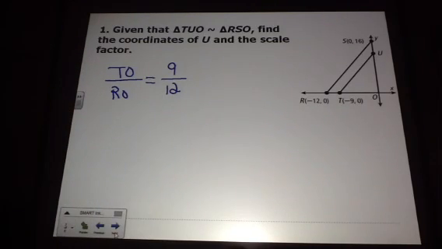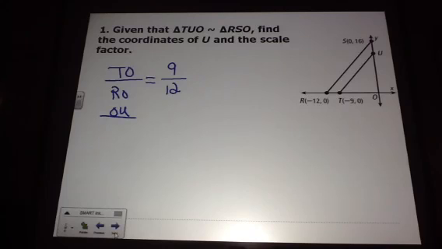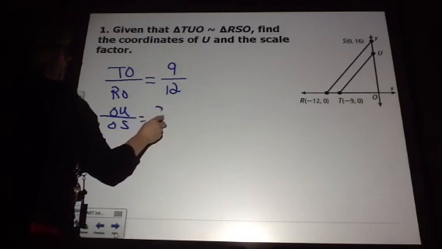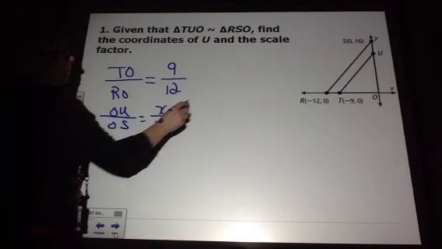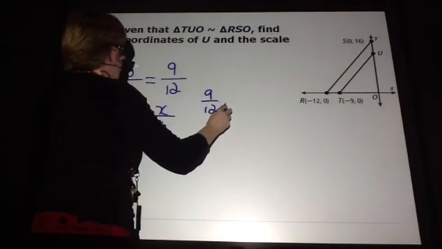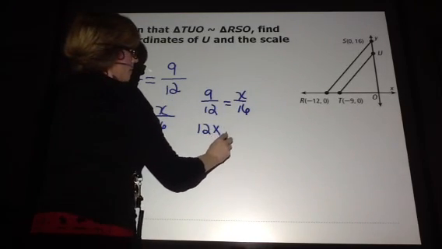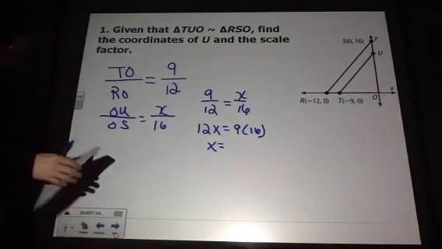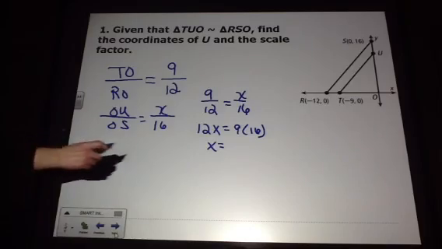And then on the smaller triangle, I'm trying to find point U, so I have OU over the larger triangle, OS. So this will be X, for the unknown, and OS is 16. So there's our proportion: 9 over 12 equals X over 16. Do your cross product, solve for X, and you should get that X equals 12.